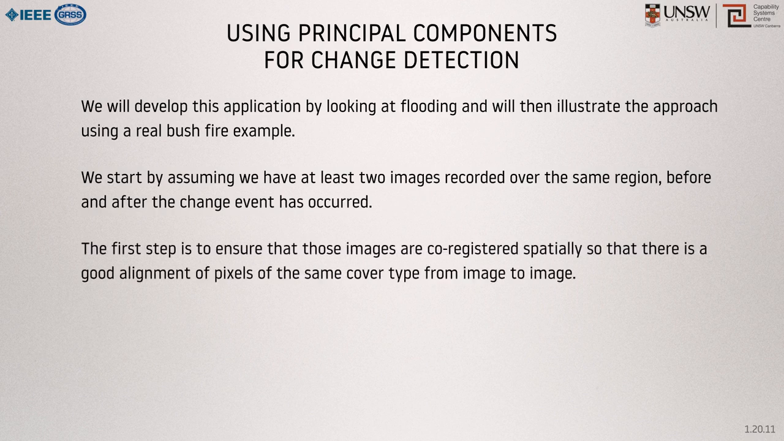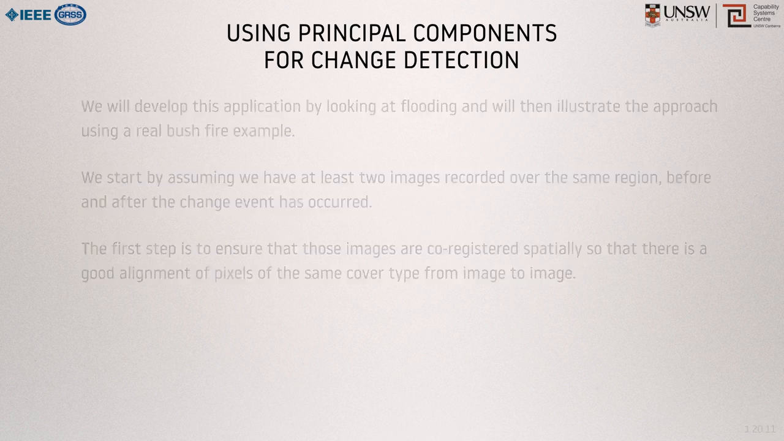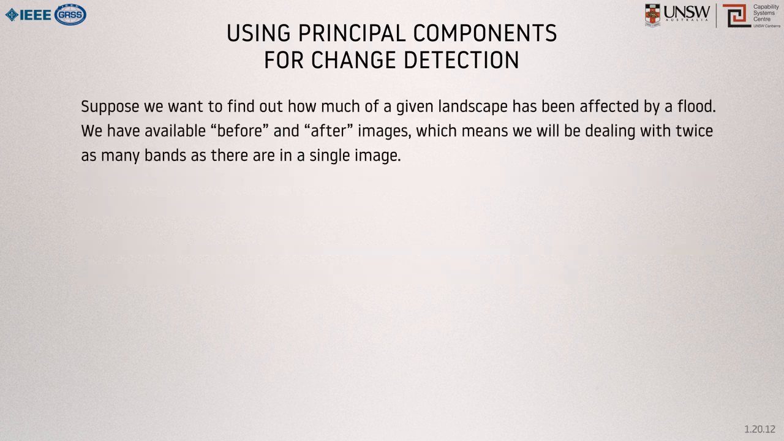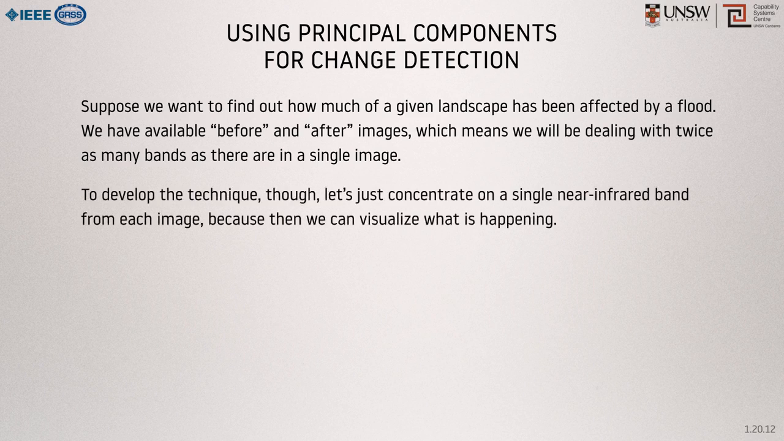Both examples involve two images of the same region of the Earth's surface, which means the images have to be co-registered beforehand. We will be processing a before and an after image together, and thus will be dealing with twice the number of bands as with a single image. While that will happen in our later real example, we will work our analysis through here by just looking at a near-infrared band from before the event of interest and the corresponding band from the image taken after the event of interest.